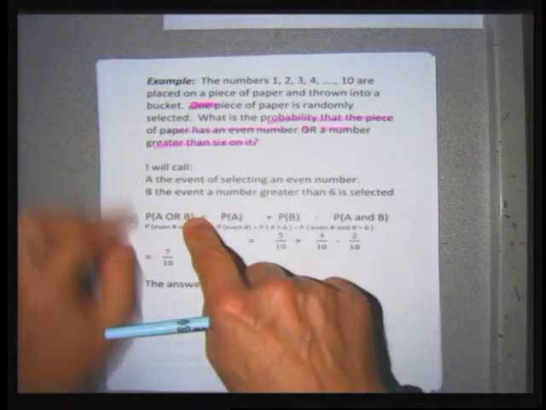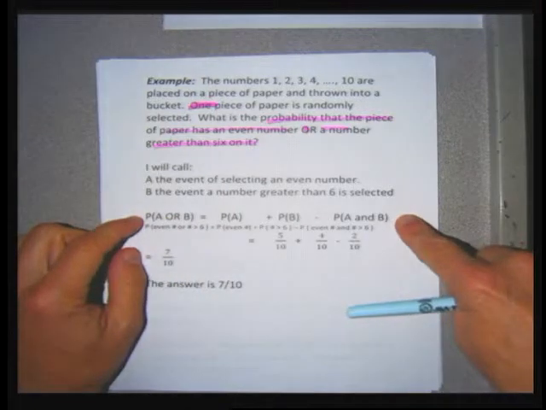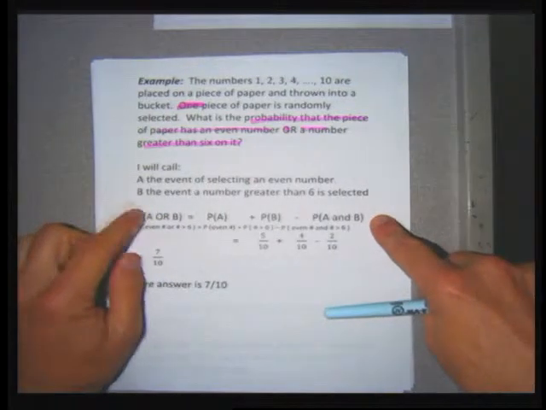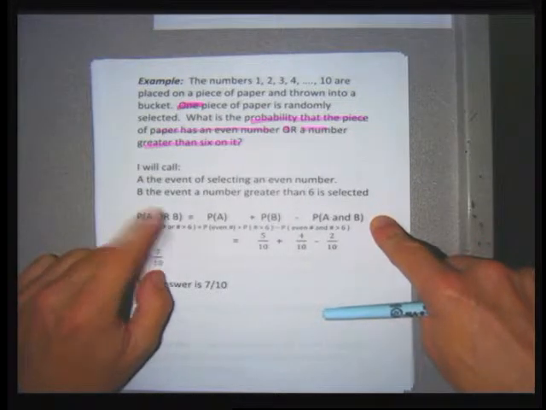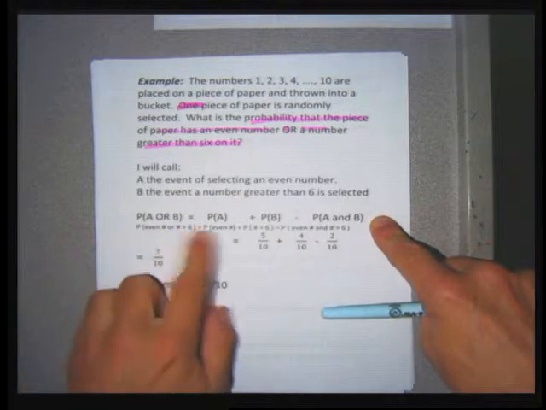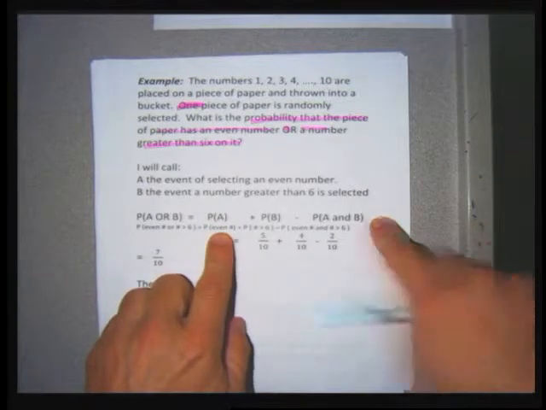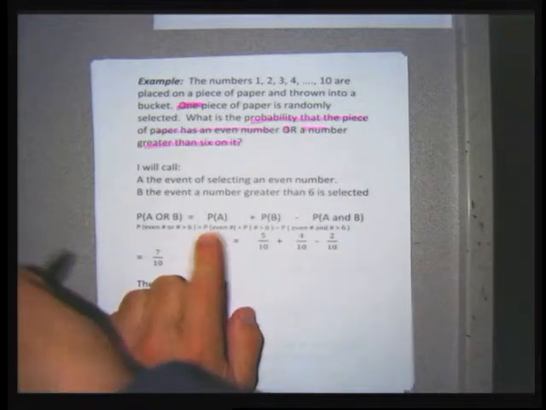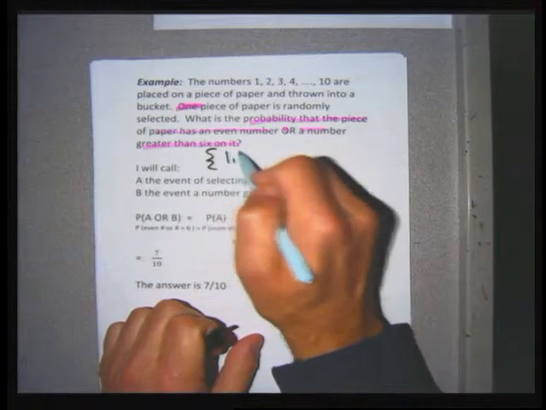So now I'm going to change my formula. The formula generically is this, and I'm going to change A to selecting an even number. I'm going to leave the word OR. I'm going to make B getting a number bigger than 6. Now the formula requires me to separately do A and B, so I'm going to do the probability of A, which is the probability of getting an even number.